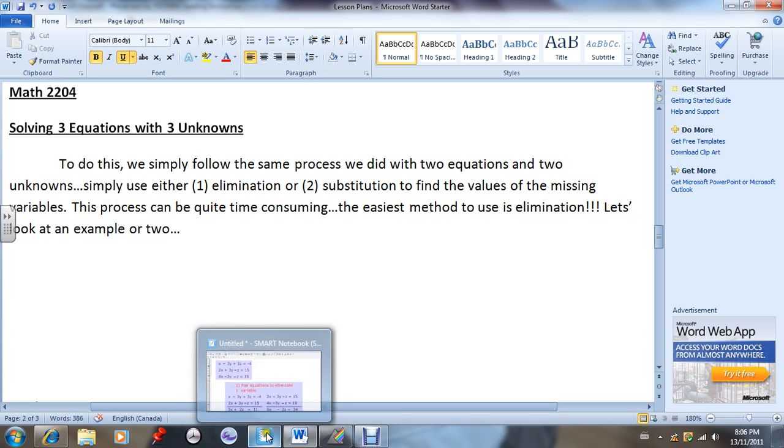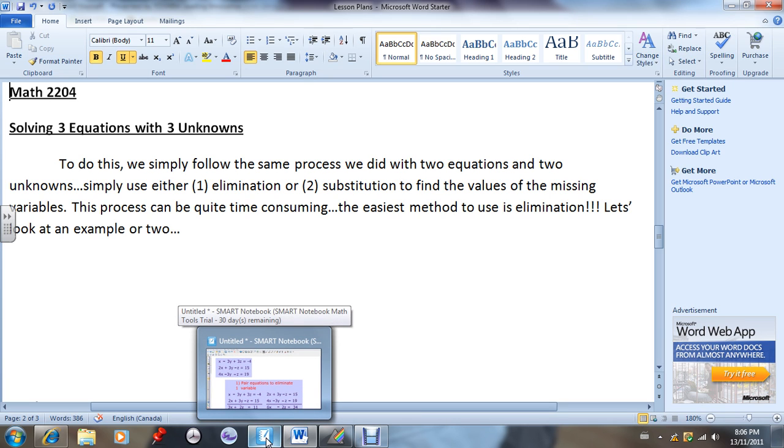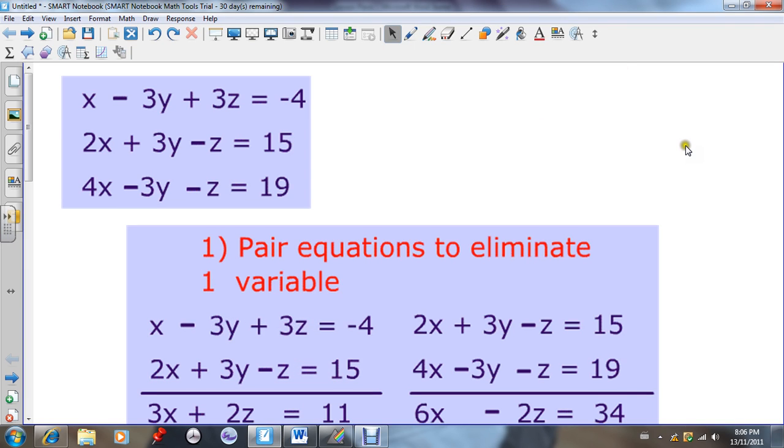and take a look at this stuff and just write it down or whatever. Okay? Boom. Here we've got the first system of equations. x minus 3y plus 3z equals minus 4. 2x plus 3y minus z equals 15. And 4x minus 3y minus z equals 19. Same as we did before.